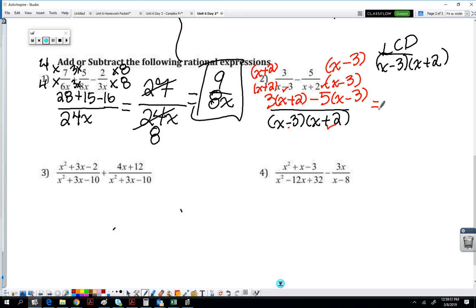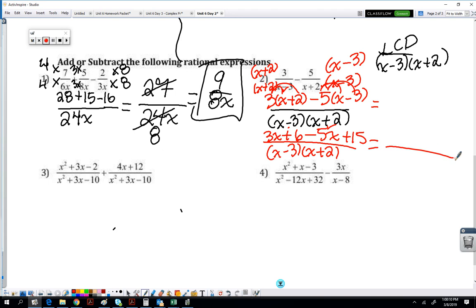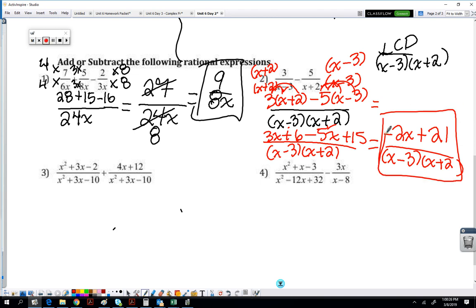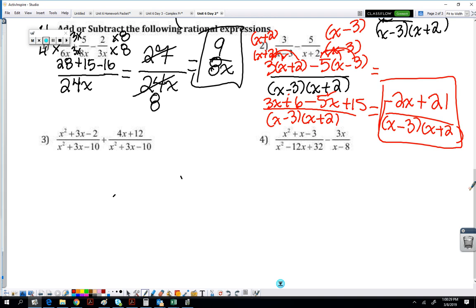So, of course, now we got to make it look simpler, make it look pretty. So you're going to distribute. So I got 3x plus 6 minus 5x. And a negative times a negative is a positive. And now what I'm going to do is combine my like terms. So I got negative 2x plus 21 all over my LCD. And then you got to say to yourself, can I factor the top even more? No, you can't. So this is your final answer. All right, take a look at number 3.